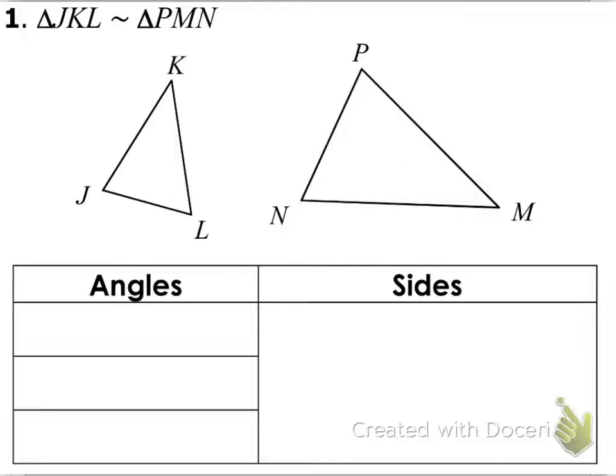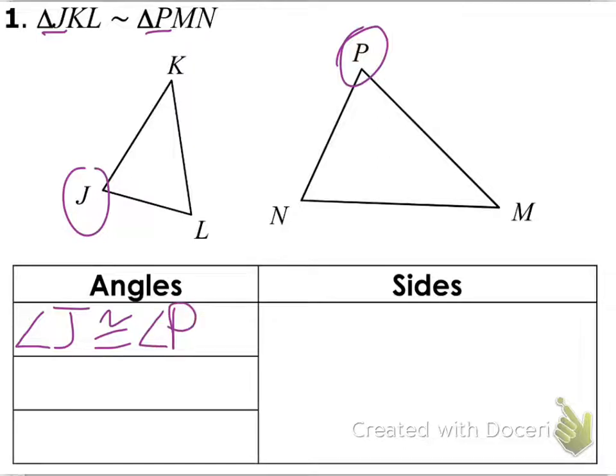So now let's look at an example. We got triangle JKL and triangle PMN. So we need to list all of the congruent angles and then write a proportion that's going to relate the corresponding sides. So let's look first at angle J right here. Looking at the order we have up here, J comes first, and on the other triangle, P comes first. So we can safely assume that J and P are going to be congruent angles. So right here, angle J is congruent to angle P.